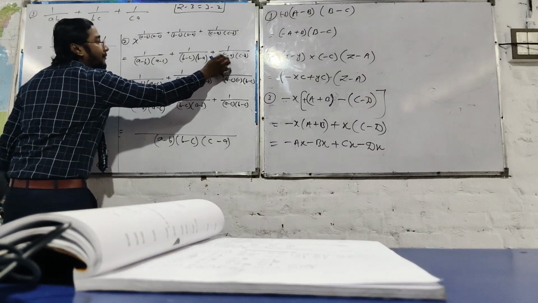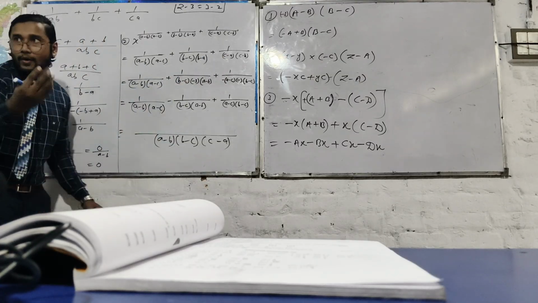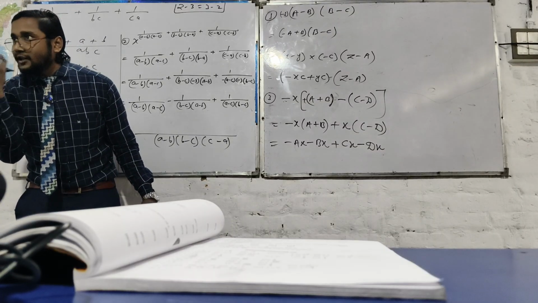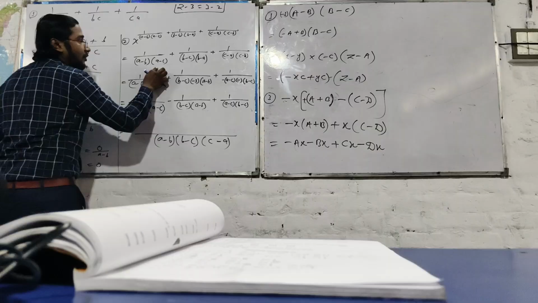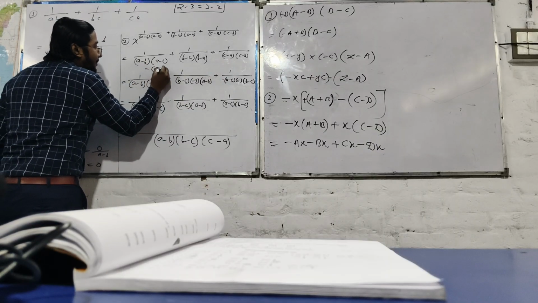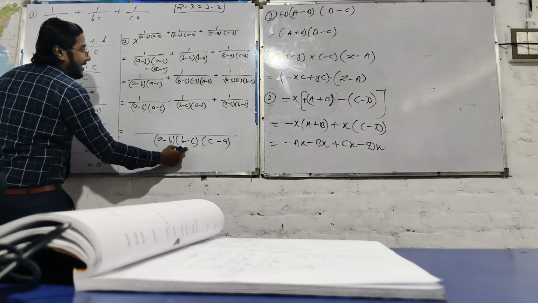Bhai, listen. If I want to keep this in order, if I want to make it beautiful to speak, then you will change this one, not this one. What will happen if you take the minus one from here? It will be C minus A. Then you will take the LCM A minus B, B minus C, and C minus A.